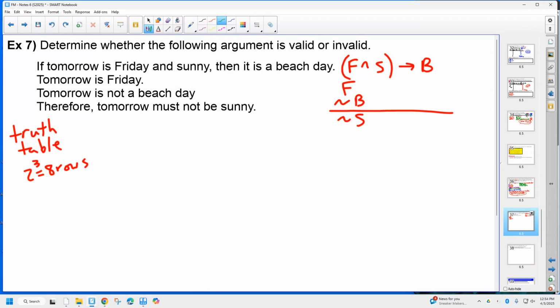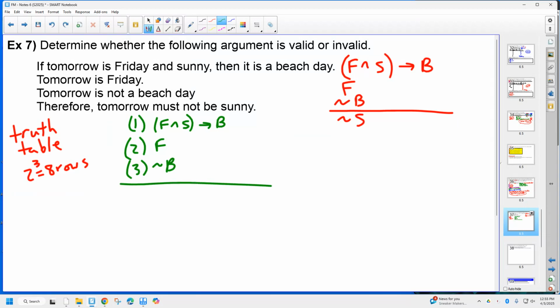So look what we've got. Statement 1 says this. Statement 2, statement 3. Those are our premises. And we want to try to conclude tomorrow must not be sunny. All right. I'm going to start with statement 1. I'm going to take statement 1 and I'm going to flip it around. I'm going to do the contrapositive of statement 1. Contrapositive means switch it and negate it.